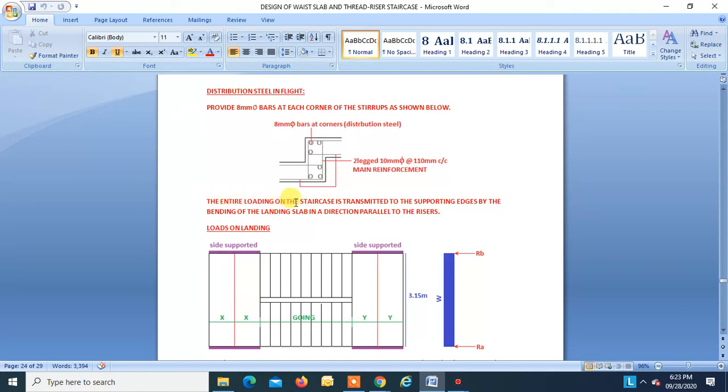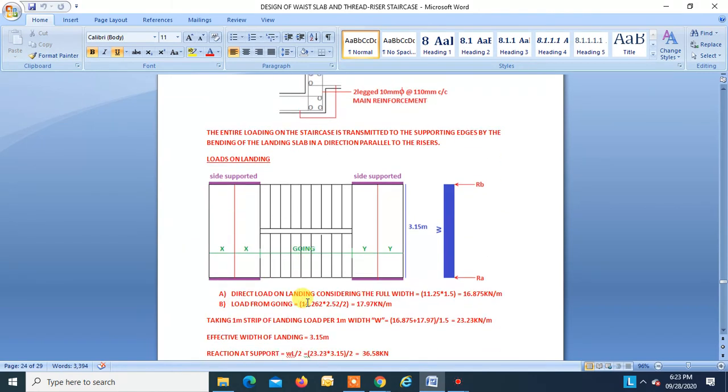The entire loading on the staircase is transferred to the supporting edge by bending of the landing slab in the direction parallel to the stairs. So half the load of the going is transferred over here, the other half is transferred over here, and this landing will span in this direction and distribute the load to the side support. Okay. So again, direct load on landing is considered for full width.